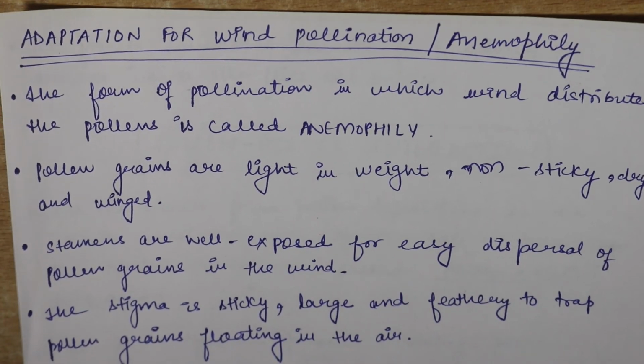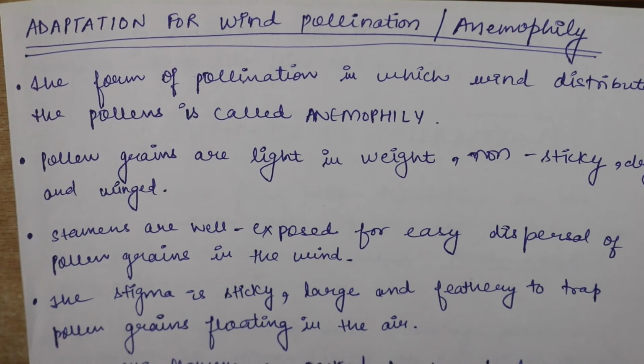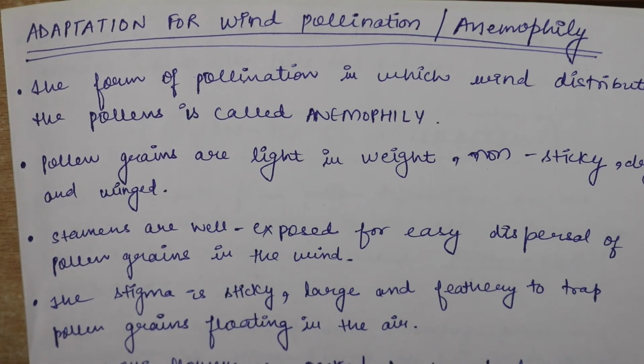Then the next is adaptation of wind pollination, which is also known as anemophily. It is the form of pollination in which wind distributes the pollens. Wind keeps distributing pollen grains, that is known as anemophily. Then pollen grains are light in weight. This is the most important. How are pollen grains? Light weight, non-sticky, dry and winged.